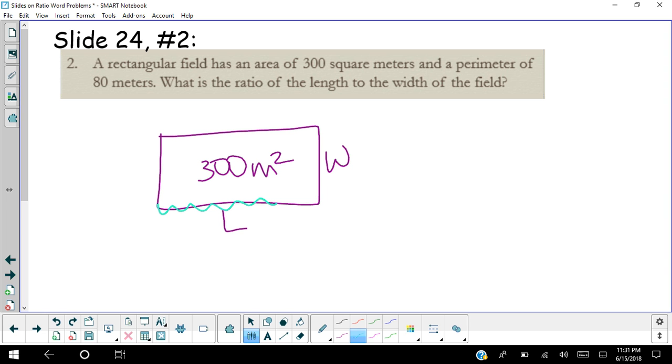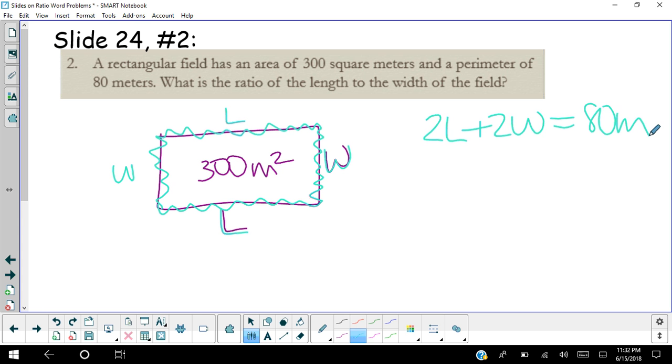So if I draw that out, I can actually think about it rather than just trying to memorize everything. Notice I'm going around all 4 sides. I'm going around the length twice and I'm going around the width twice. And that 2L plus 2W is equal to 80 meters. Okay?